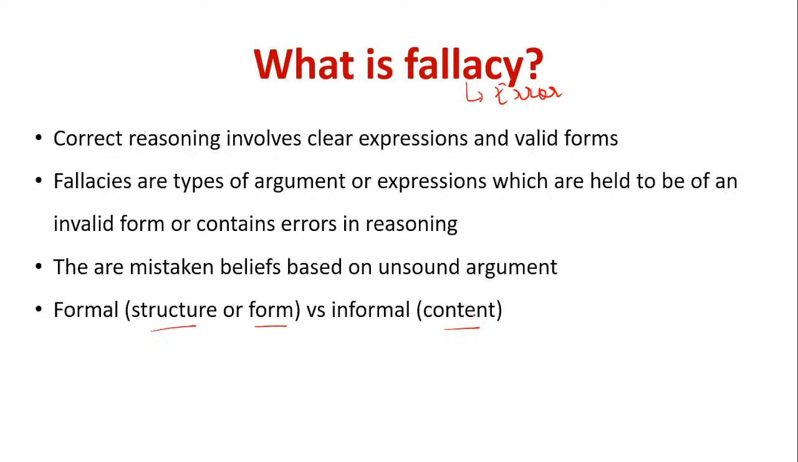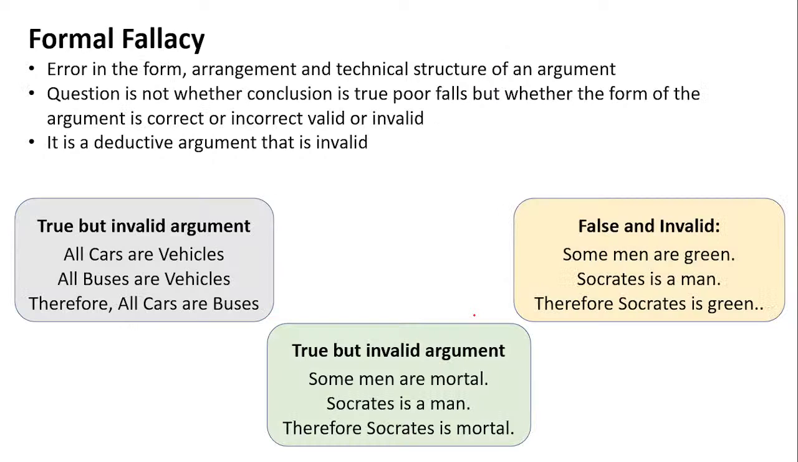What are formal fallacies? Formal fallacies are errors in the form, arrangement, or technical structure of an argument. The question is not whether the conclusion is true or false, but whether the form of the argument is correct or not. If the structure is not correct, that is related to formal fallacy.